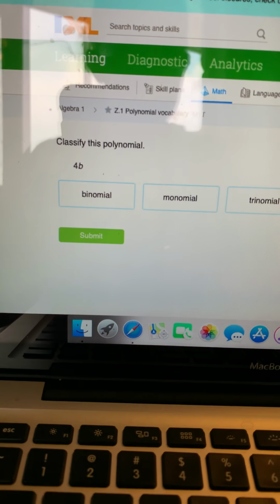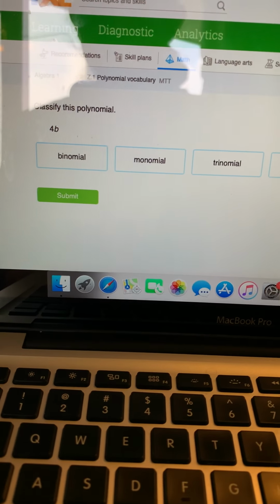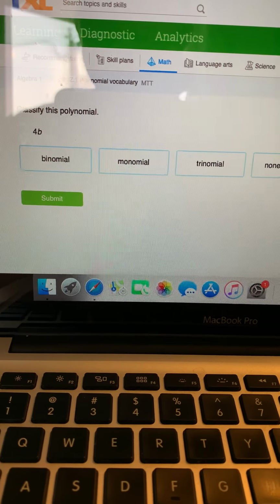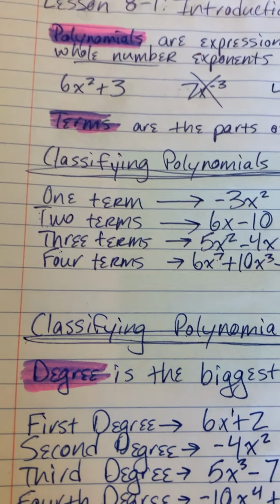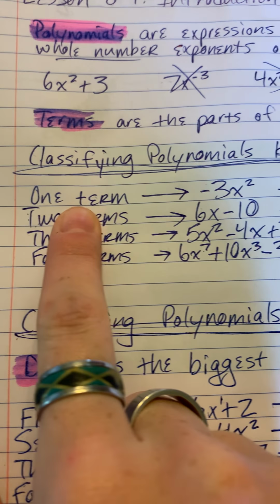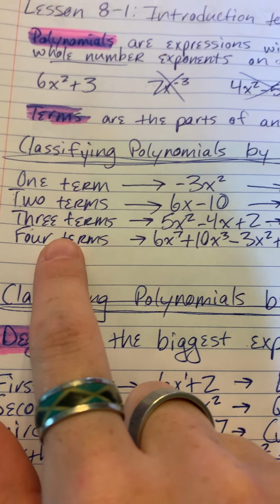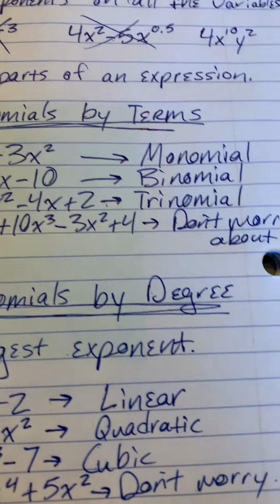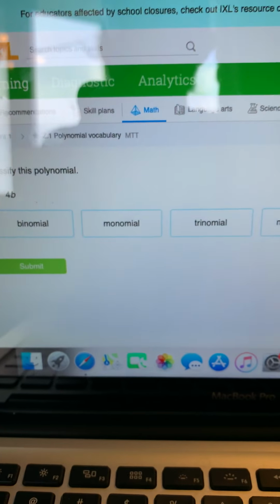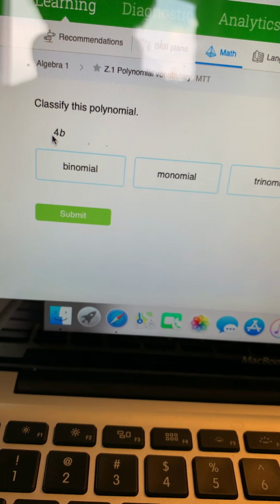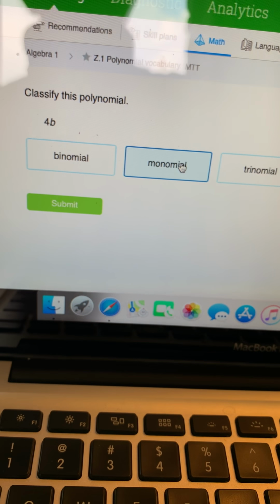Okay, now these are going to start to get tricky. They're going to make you use the words binomial, monomial, and trinomial. What do those mean? Go back to your notes where we wrote those down at. Monomial, binomial, and trinomial match up with the number of terms. One term is monomial, two terms is binomial, and three terms is a trinomial. So you should be looking at how many terms it has. It has one term, which makes it a monomial.